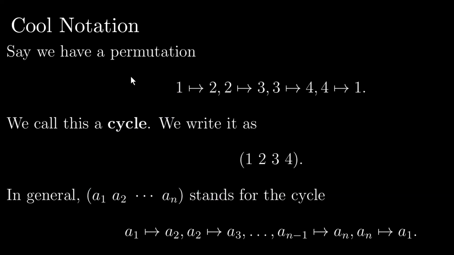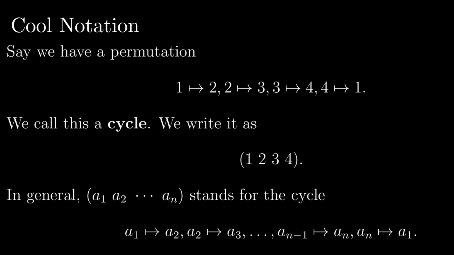Okay, so here's some notation. There's a special kind of permutation that we call a cycle. If we start with 1, then 1 goes to 2, and then 2 goes to 3, then 3 goes to 4, and then we end up back at 1. So 4 goes back to 1. We call this a cycle.